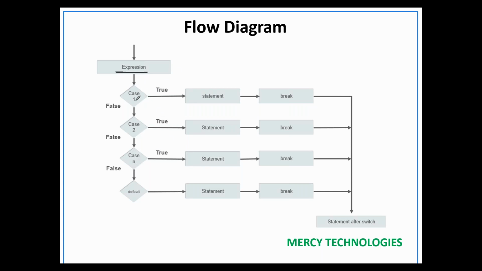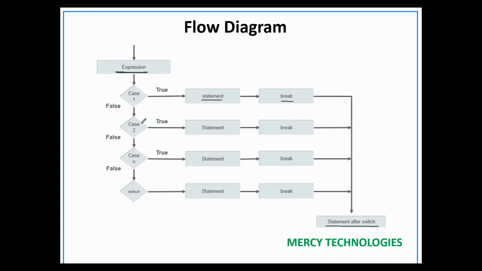It will check whether the first case is correct or not. If case 1 is correct, we will execute the block of statements. Then finally we will break and come out of the switch, correct? The flow comes outside the switch. If case 1 is not correct, it will go for checking the second case. If the second case is true, it will execute the block of statements for the second case. Then because we have given break, it will come out.